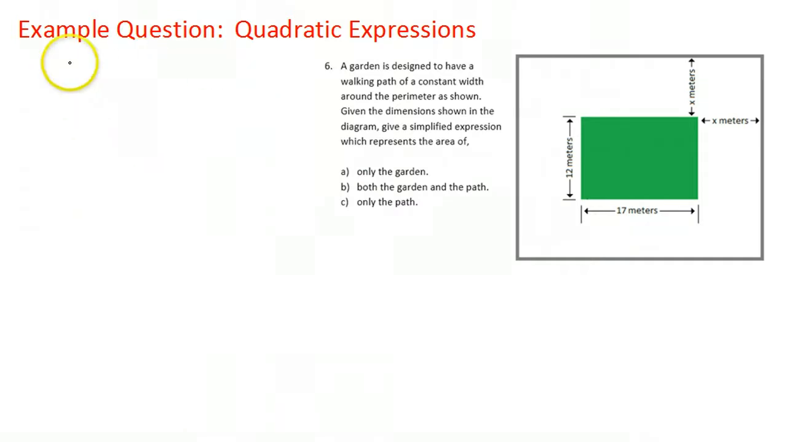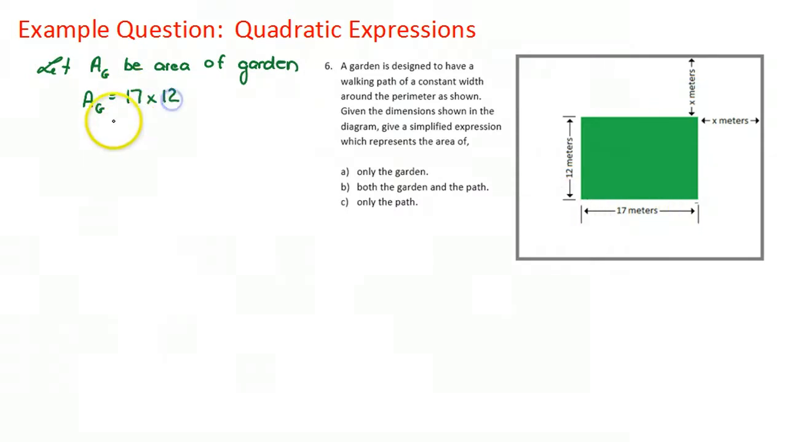So we're going to start with: let A sub G represent the area of the garden. So therefore A sub G is going to be 17 times 12. And I might as well multiply that out. So 17 times 12 is 204.